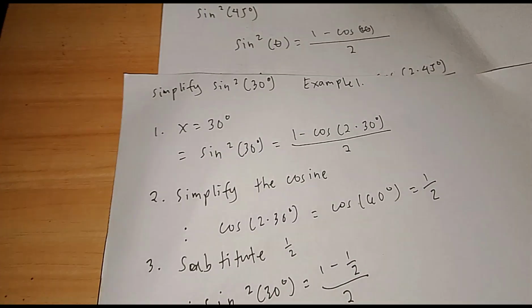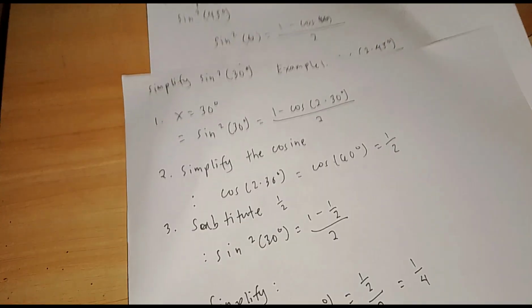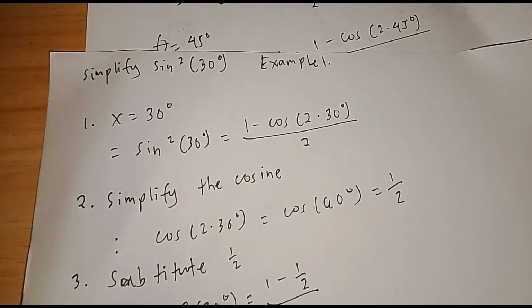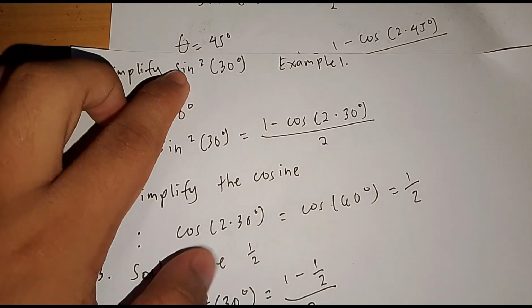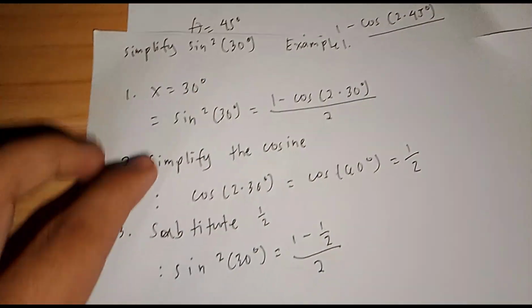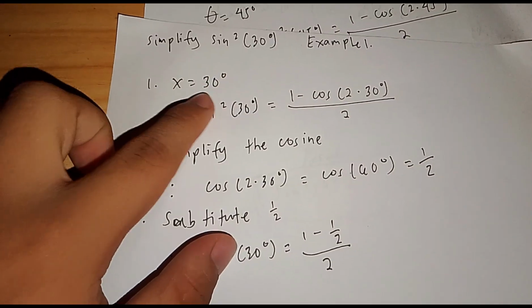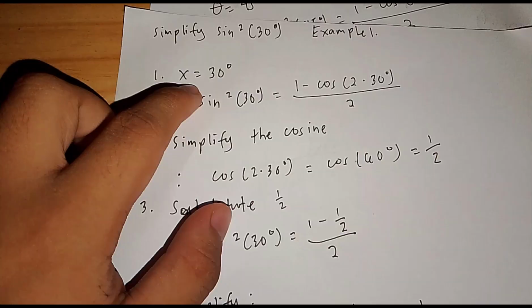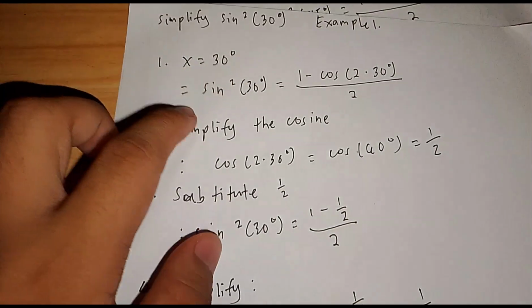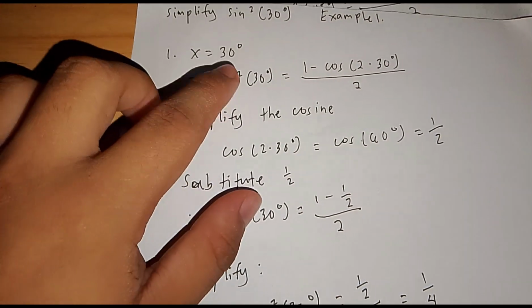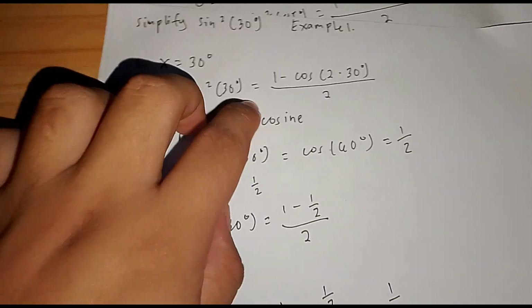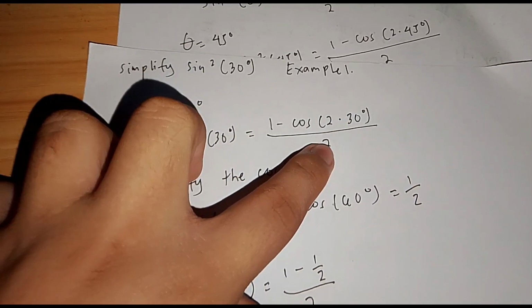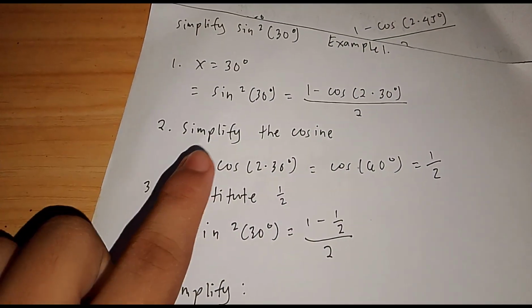Here we have the first example of the power reducing formula on sine. Simplify sine squared 30 degrees. First we identify the question: x equals 30 degrees, or theta equals 30 degrees. Then substitute: sine squared 30 degrees equals 1 minus cosine of 2 multiplied by 30 degrees, over 2. So simplify the cosine.